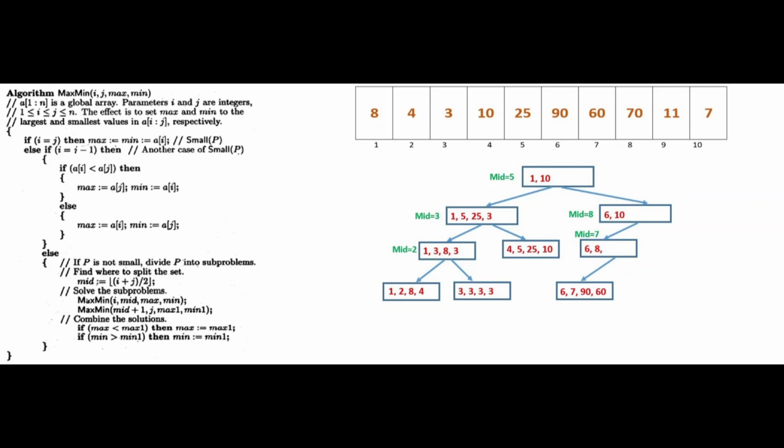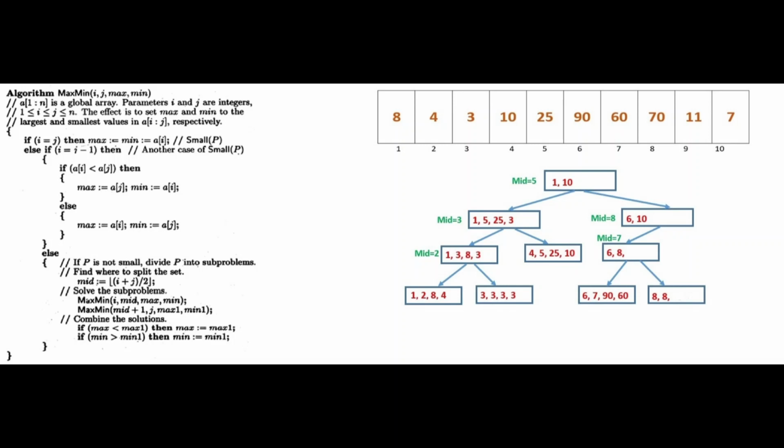Its parent program is the node with mid value equal to 7, or the algorithm with mid value equal to 7. On that algorithm, its first recursive call is completed, then it executes its next recursive call, the second recursive call. Its second recursive call goes to the right subtree with parameters mid plus 1, 8 comma j, 8 comma 8. Its arguments are 8 comma 8.